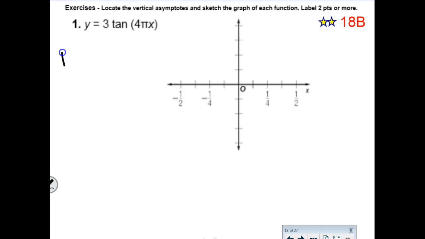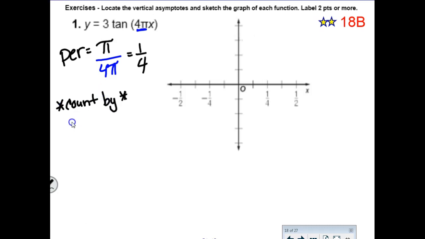The tangent, the normal period for tangent is what? Pi, except we have a b value who's going to be changing the tangent because we're going to divide by 4 pi. So this period is calculated as 1/4. So the entire length of your tangent function is going to begin and end in a unit of 1/4. So when I think about what I'm going to count by, how many sections do I break tangent into? Into halves, yes. So into 2 sections. So we're going to count by 1/8.